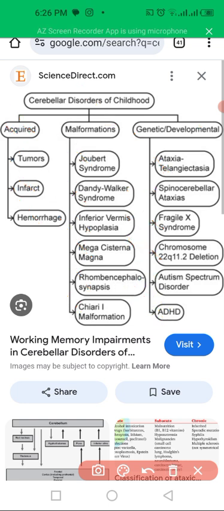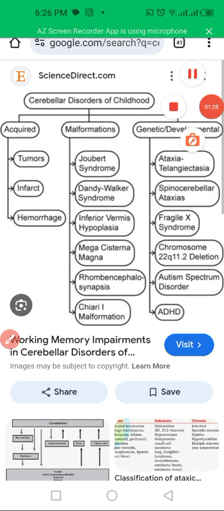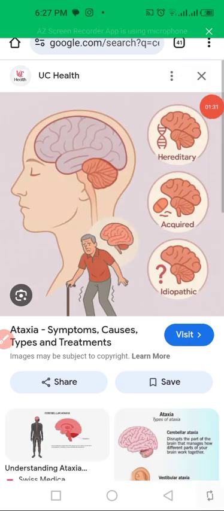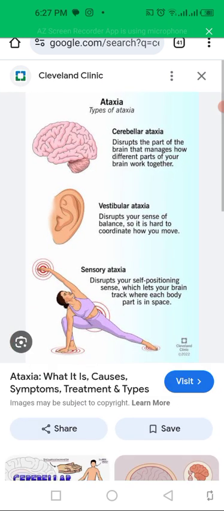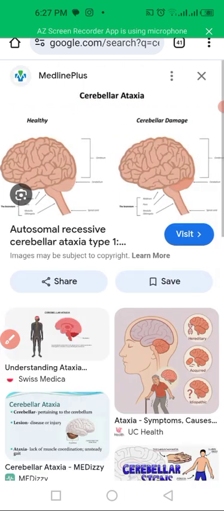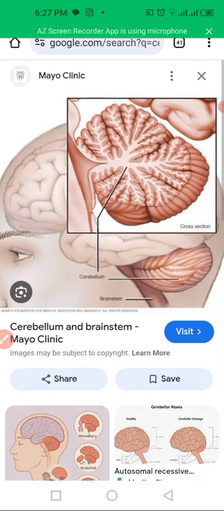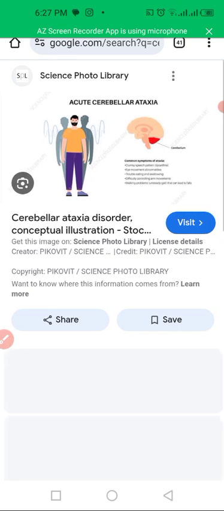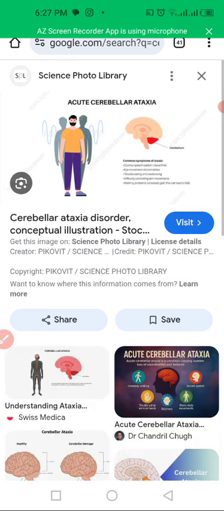In these, cerebellar findings will be present, and now in ataxia there will be a problem in balancing the body. There are different types of ataxia, like cerebellar ataxia, vestibular ataxia, and sensory ataxia. So body positioning will be impaired and a person cannot position himself. That is known as ataxia. Acute cerebellar ataxia can present.